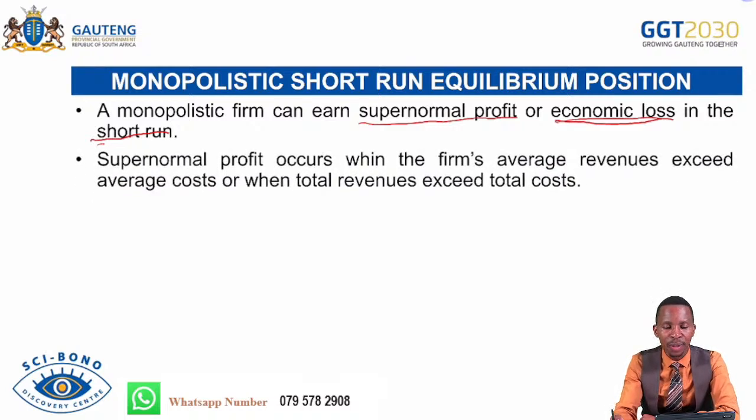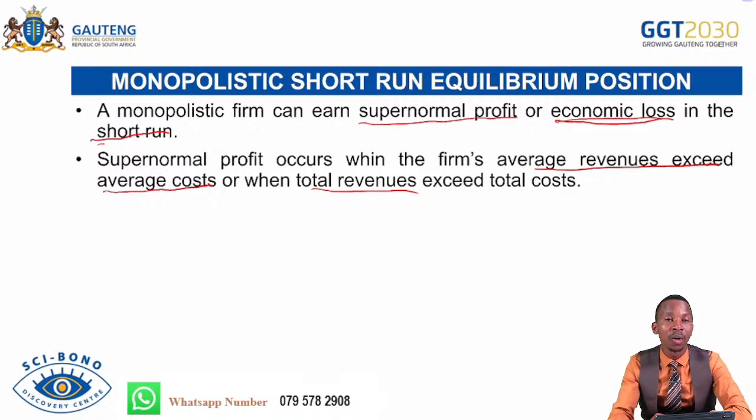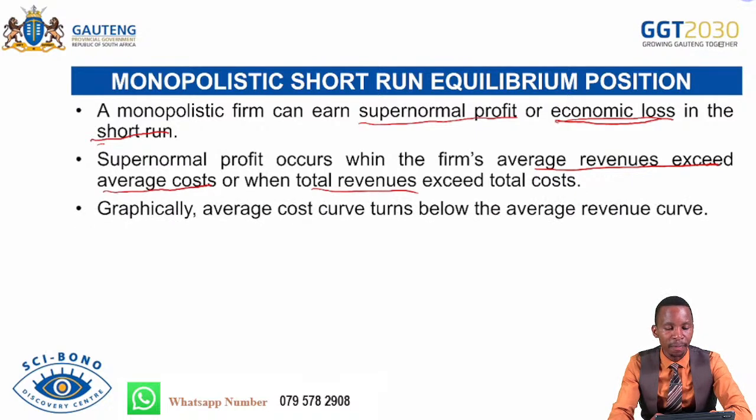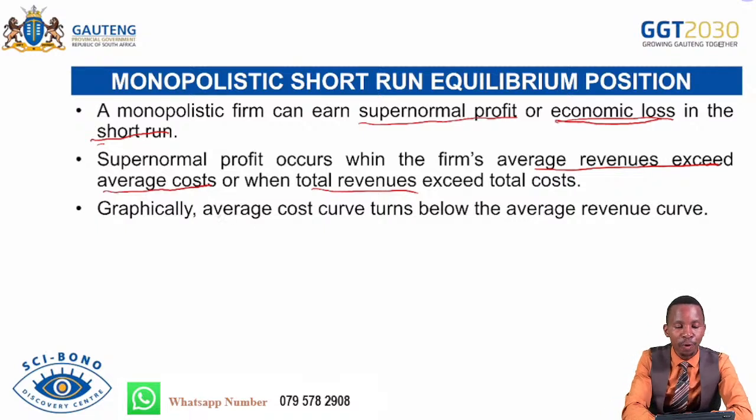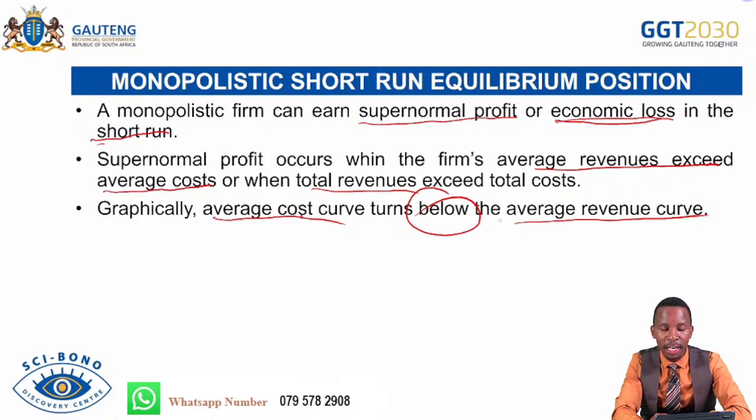Supernormal profit occurs when, within the firm, average revenues exceed average cost, like I've said before, or total revenues exceed the total cost. Then the firm will be enjoying the supernormal profit. Graphically, the average cost curve will be turning below the average revenue curve. Then in that case, the firm will be making economic profit. So if AC turns below AR, the firm will be making a supernormal profit as for the graph.